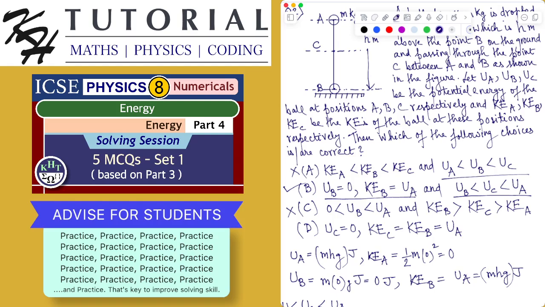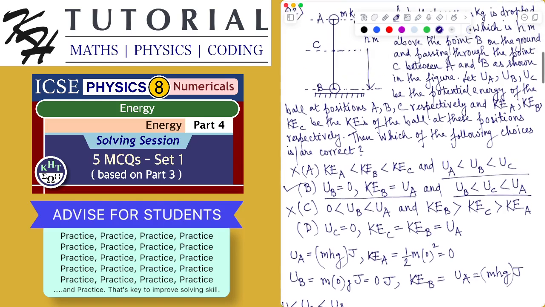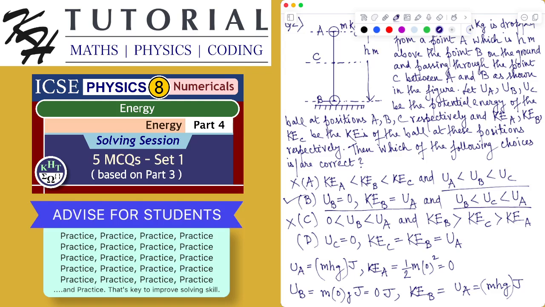Let's see choice D. It is saying UC is 0. No, the potential energy at the point C is not 0. It will have some potential energy, which will be less than the potential energy at the point A. So definitely choice D is also incorrect. So only choice B is correct.